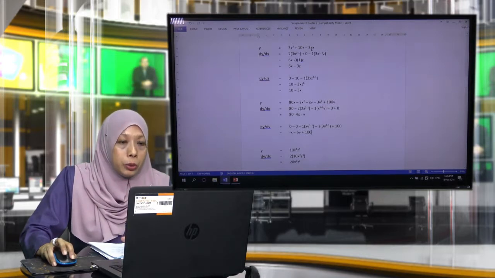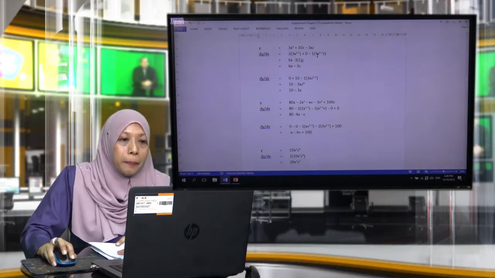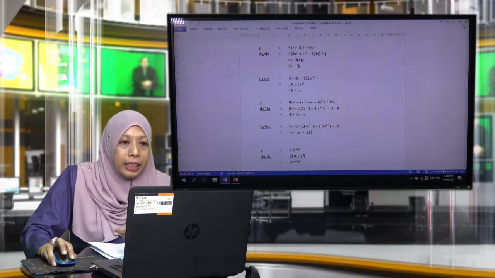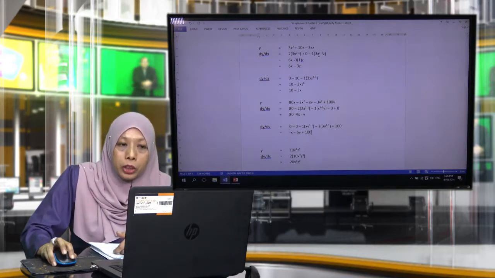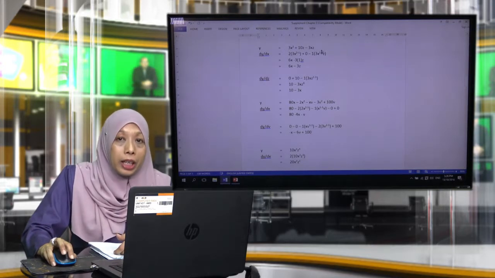So what do you need to do? The first step is you need to bring down the exponent for x. Even though there's no exponent written here, you need to understand that there is a 1. So the exponent is equal to 1, and you bring down the exponent for x here. The second step requires you to write down the original function, which is 3xz.